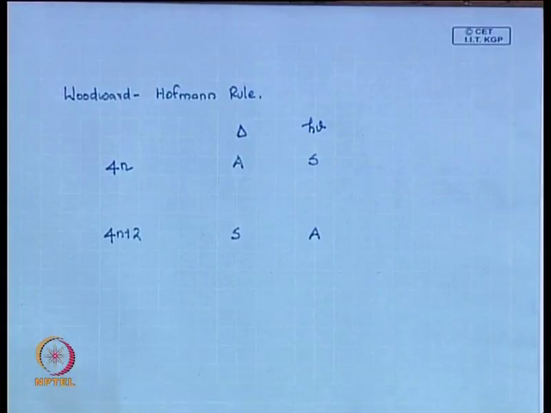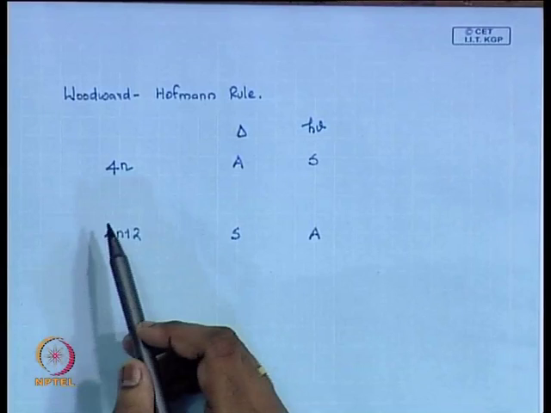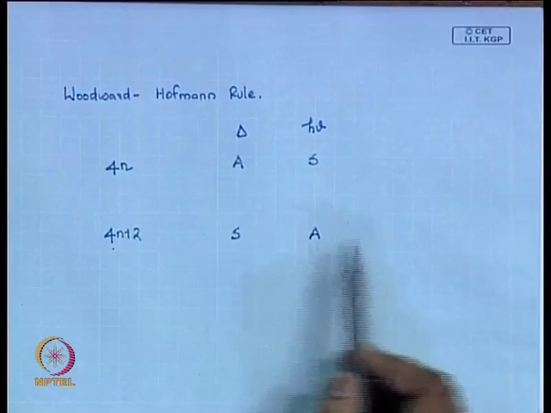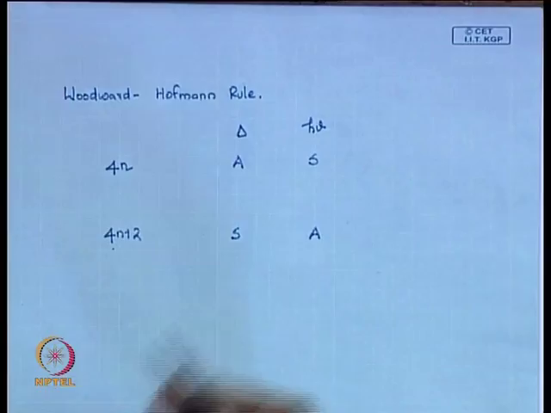That means, what is your 1,5 shift? 1,5 is a 6 electron system, right. So a 6 electron system will fit in this rule, 4n plus 2, then it is suprafacial on heating. When it is light, it will be antarafacial, okay. So like that you can fit your rules.